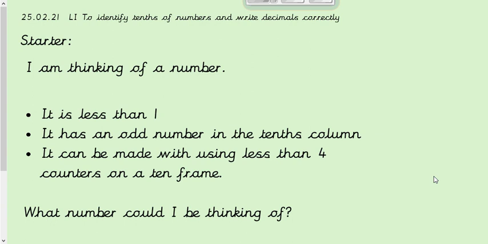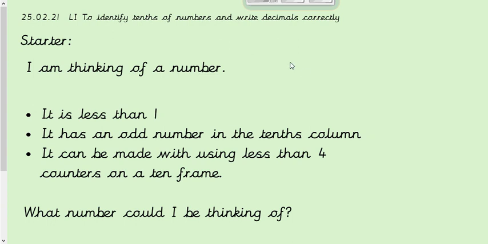So let's look at the success criteria again. It's less than 1, so therefore it's going to be a fraction or a decimal. So it could be written as either, because if we know it's less than 1, it's not a whole number, so it's definitely a fractional decimal. It has an odd number in the tenths column.